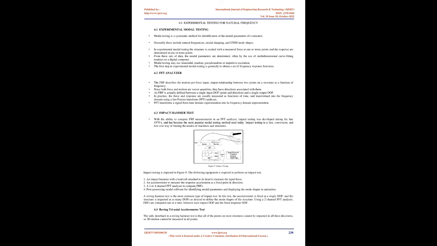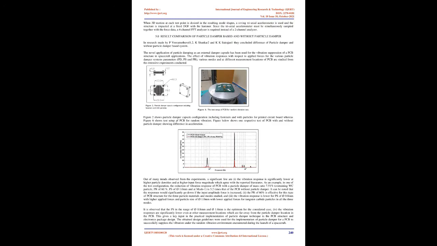Modal testing may use sinusoidal, random, pseudo-random, or impulsive excitation. The first step in experimental modal testing is generally to obtain a set of frequency response functions. 4.2 FFT Analyzer. The FRF describes the motion per force input-output relationship between 2 points on a structure as a function of frequency. Since both force and motion are vector quantities, they have directions associated with them. An FRF is actually defined between a single input DOF, point and direction, and a single output DOF.